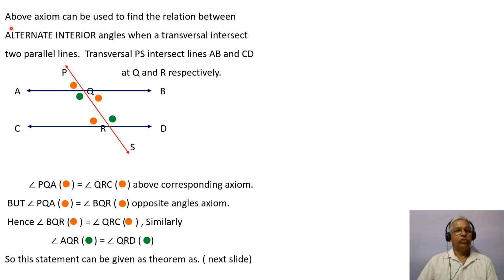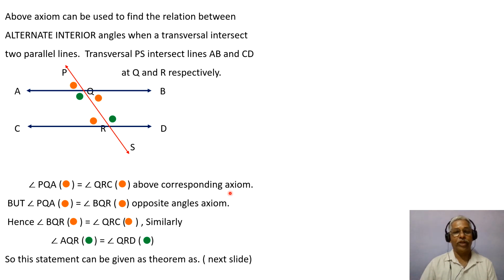The above axiom can be used to find the relation between alternate interior angles when a transversal intersects two parallel lines. These are alternate interior angles, and we will find the relation between this pair of angles using this axiom. Now look at this. Transversal PS intersects lines AB and CD at Q and R respectively. So in this, angle PQA is equal to angle QRC. This is equal to this.